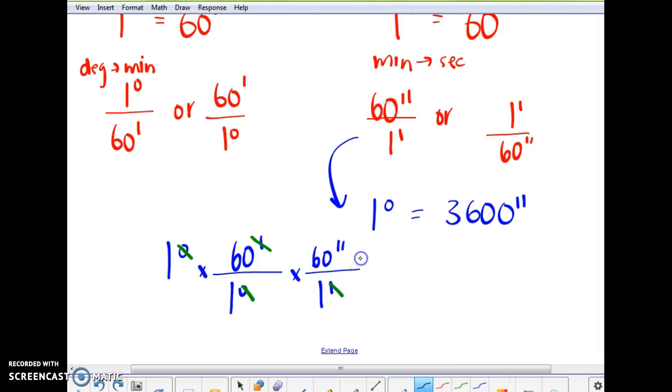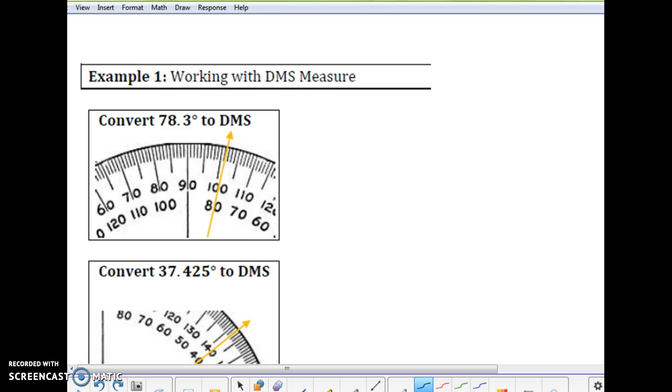You're never going to have to derive these for me. If you just know how to convert, that's fine with me. So 1 degree is 3,600 seconds, or 3,600 seconds is 1 degree, and that's just dividing each side back and forth again. We'll use these a couple of times, so hopefully you get a little comfortable with them. You do need your calculator out.